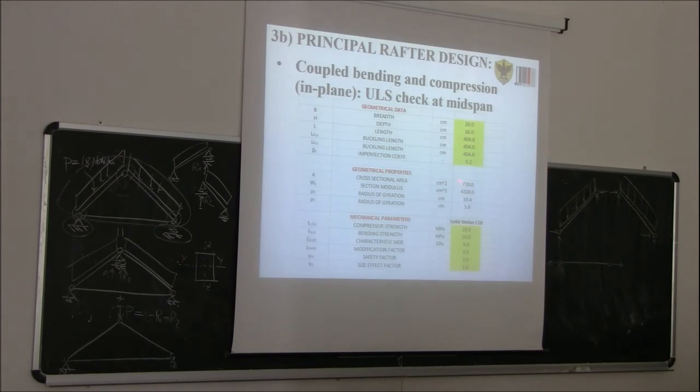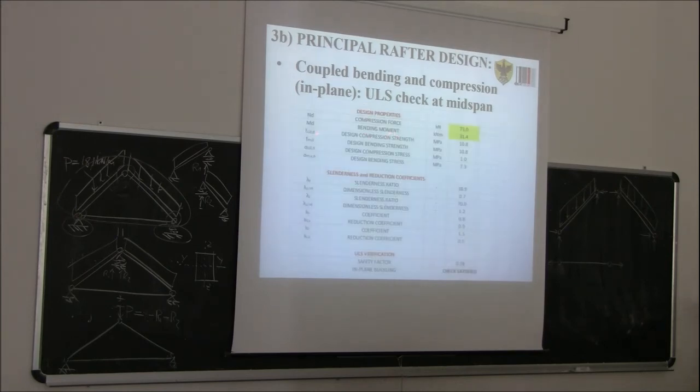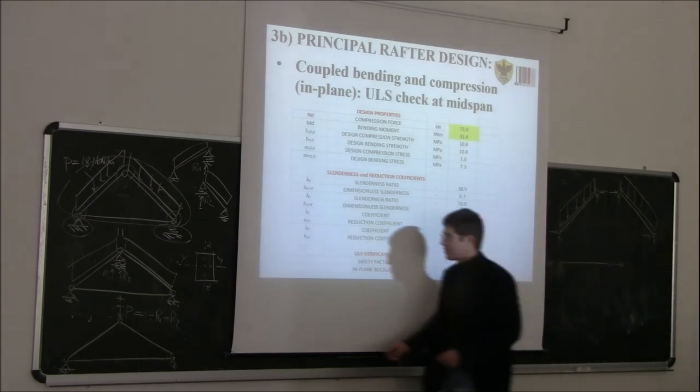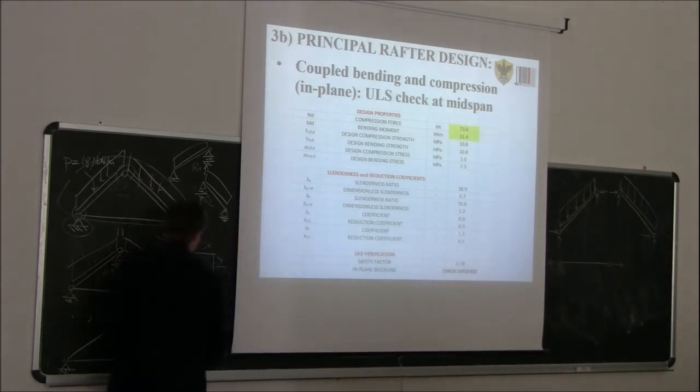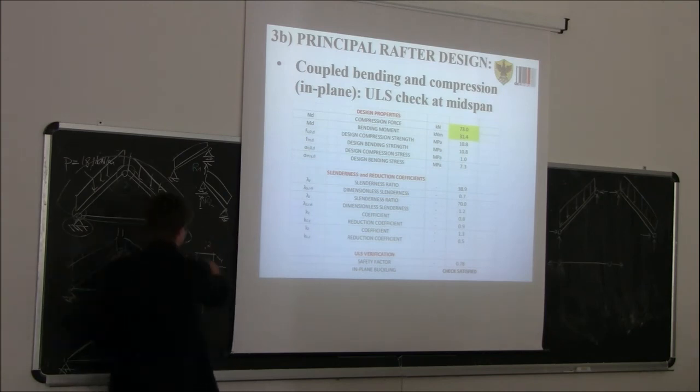These are the geometrical properties of the cross-section, and then we can calculate the compressive strength and the bending strength of solid timber C18, the characteristic modulus of elasticity, modification factor, safety factor, size effect, and then here you have the different components, the slenderness ratios. So in this case we are talking about this slenderness ratio here. The lambda that we refer to is lambda y. So it's a buckling for bending around y.